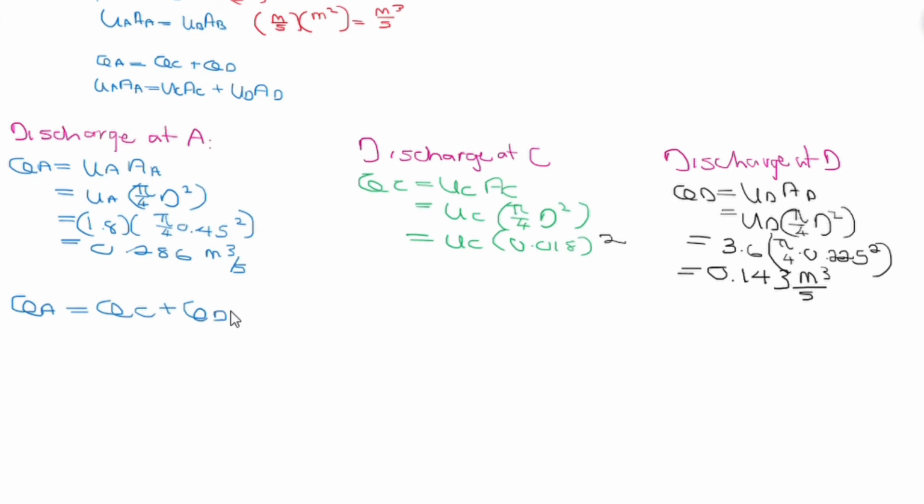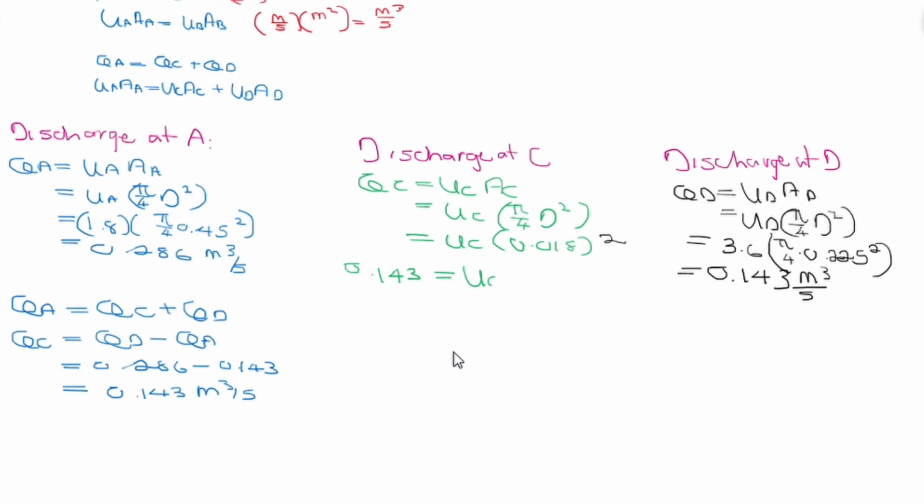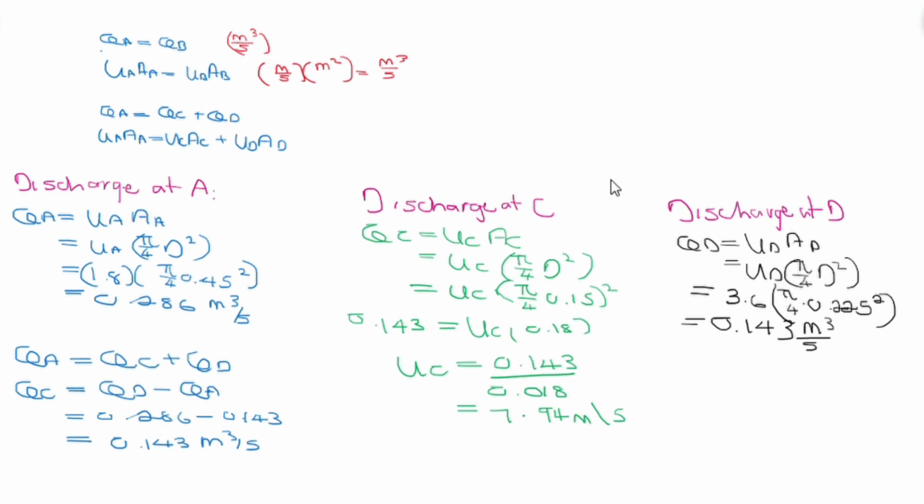If we make QC, which is the volumetric flow rate at C, the subject of the formula, now that we know the volumetric flow rate at C, we equate and go back to this equation. We had 0.15 squared, which should give us 0.18, and the velocity is 0.94 meters per second. We calculated the volumetric flow rate at A, C, and D, and we also now know the velocity at point C. I hope that makes sense.